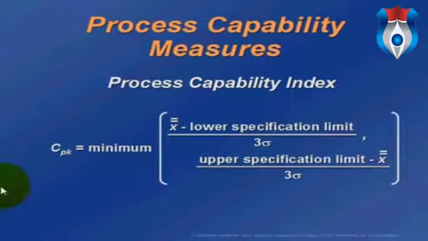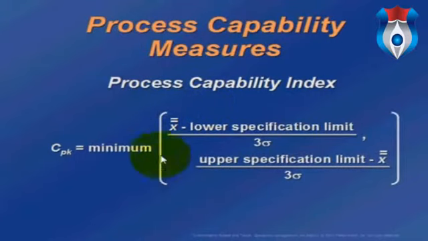The primary measure is called a Process Capability Index, or called CPK. And in this case, we're going to take a look at X bar, which is the average of our sample means. So if we have multiple samples, each sample has a mean, we're going to average all of those sample means, and we end up with what's called X bar bar.